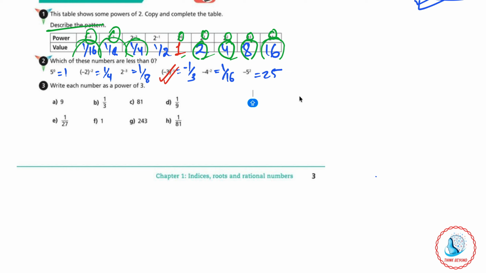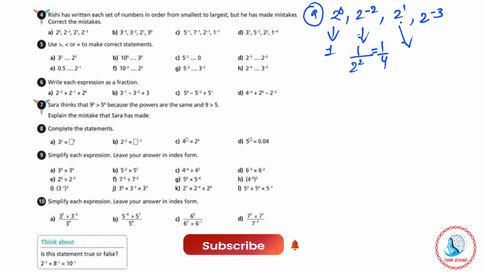2 raised to power 0, any number raised to power 0 will give you 1, and 2 raised to power minus 2, so obviously you can solve it. 1 over 2 raised to power 2, which equals 1 over 4. Any number raised to power 1 will give you the same number, and for 2 raised to power minus 3 you can write 1 over 8. So basically it is 1 by 4, 1, 2, then 1 by 8.